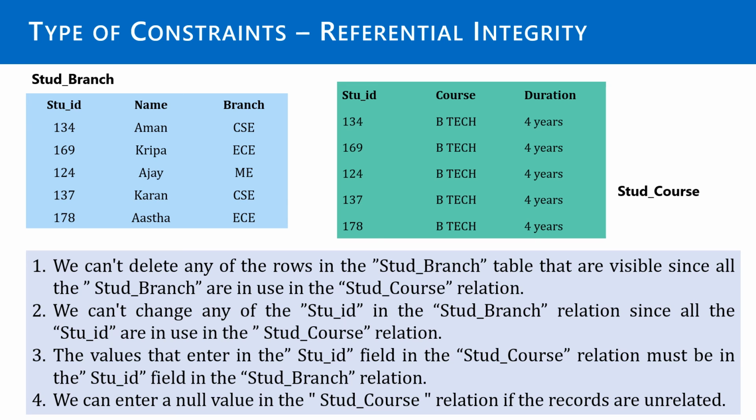That is, the related table should hold the values that are there in the parent table. The values of the student ID in the related table should be there in the parent table. We cannot have values other than those in the parent table. We can enter a null value in the student course relation if the records are unrelated.